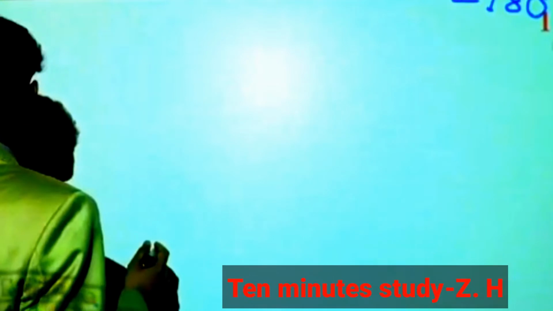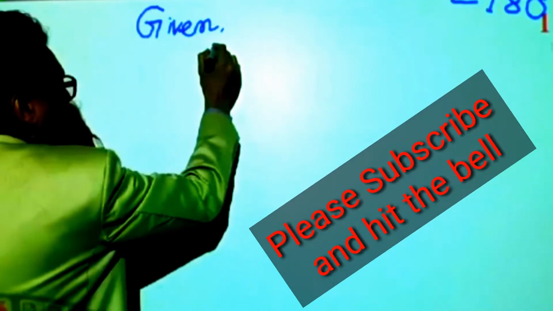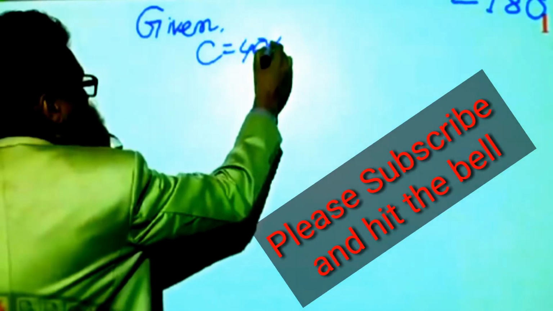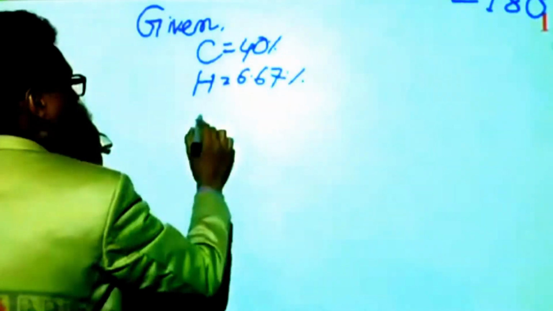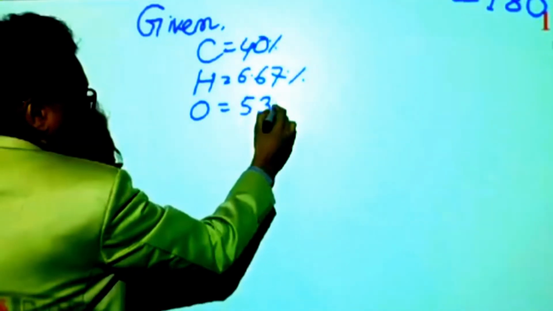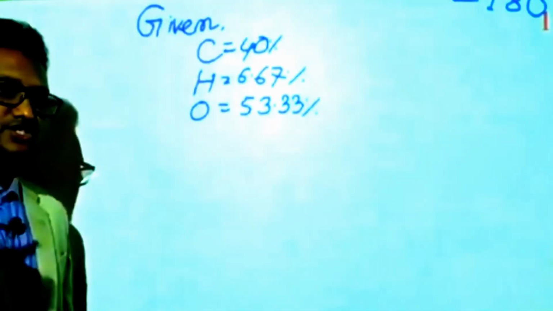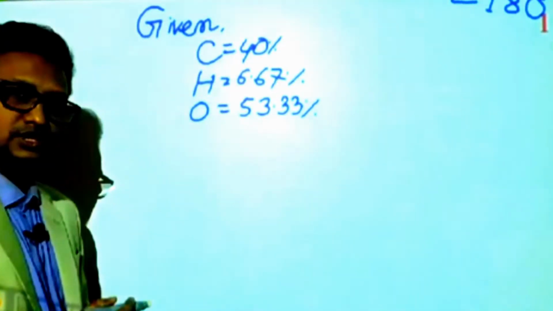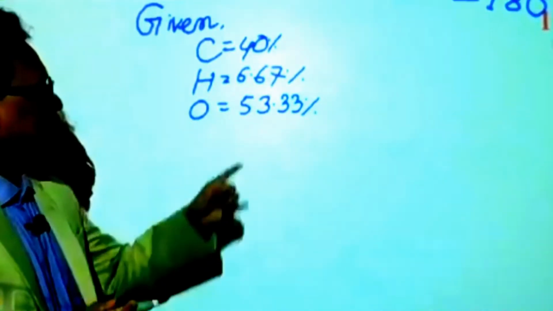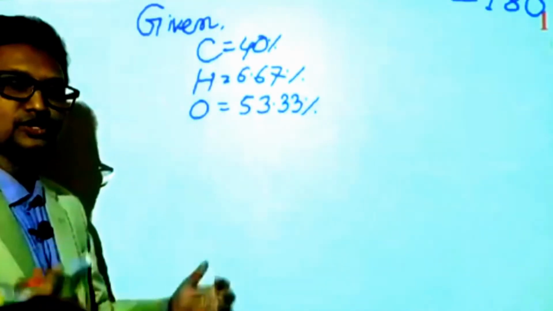And now you have to write the given part. How can we solve? What's given here? Carbon will be 40%, hydrogen 6.67%, oxygen will be 53.33%. The first step is to determine the mole number. You have to divide this percentage by their atomic mass. It will be the mole number or mole fraction.